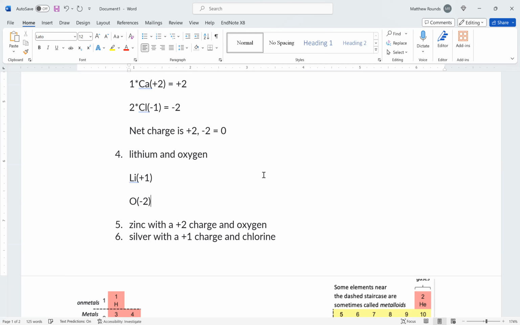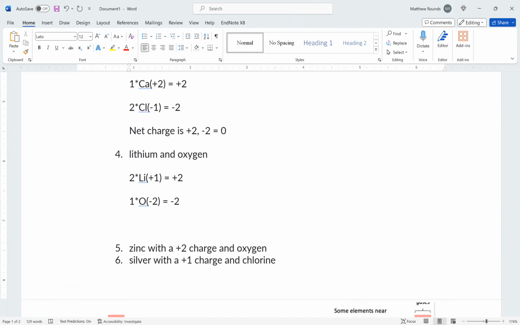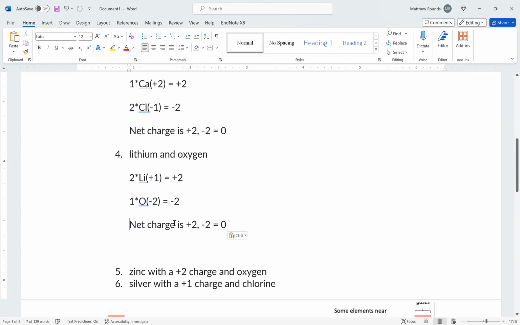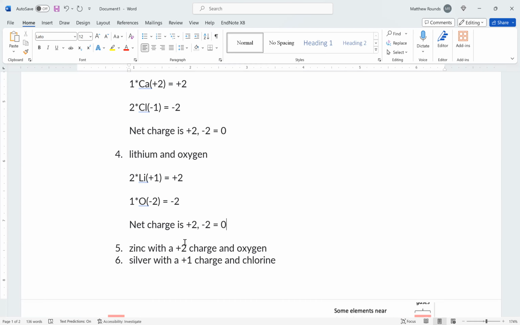And now oxygen. It's number 8, but I don't know, is it also a -1? Is it in the same column as iodine? No, so it's a -2. There you go. So you need two lithiums to go with one oxygen, and there's your net charge.